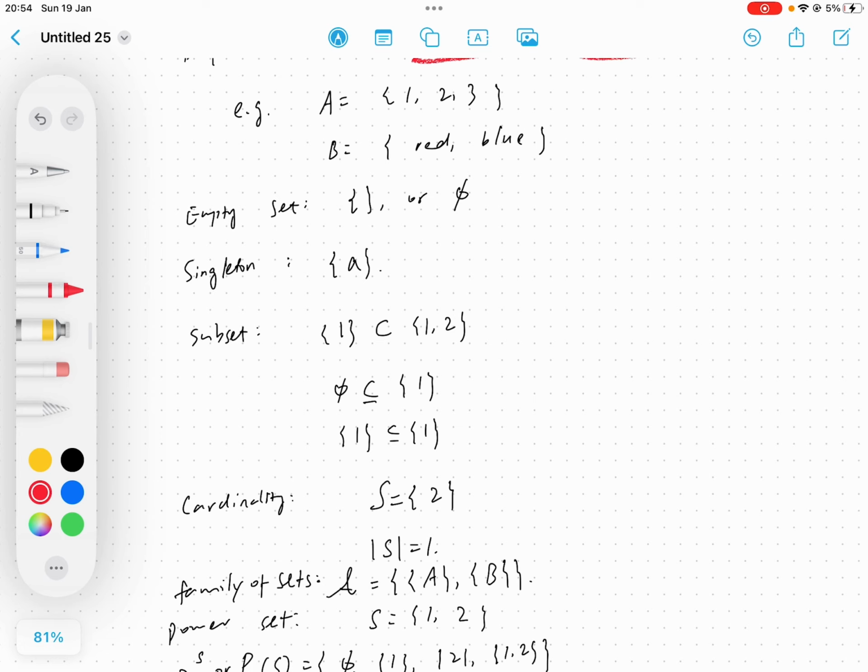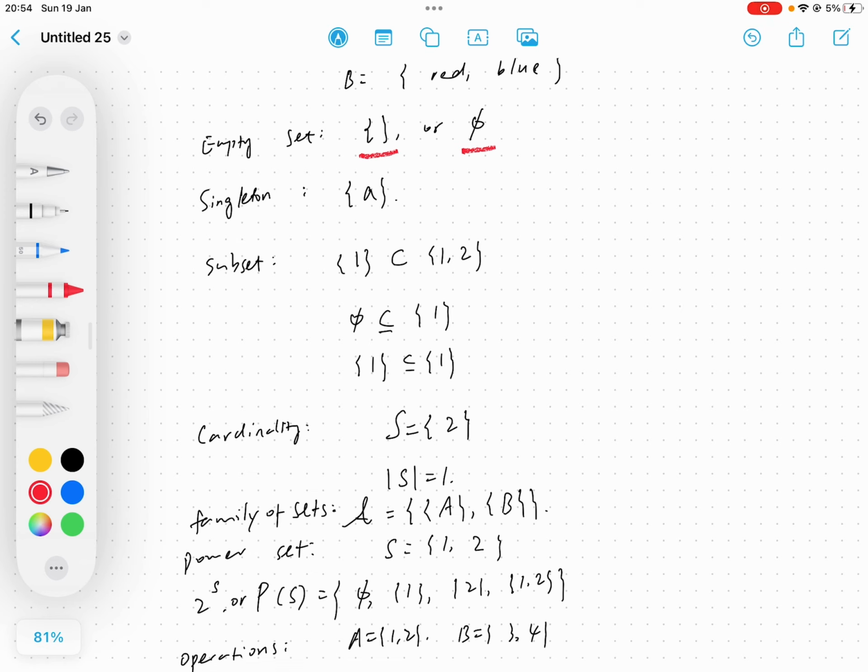And so we denote the empty set by just using the curly brackets, or this capital letter phi, but this is just a notation for the empty set, right? So this is actually not any letter. Okay, and we say that if we only have one element in some set, we call that a singleton, right?